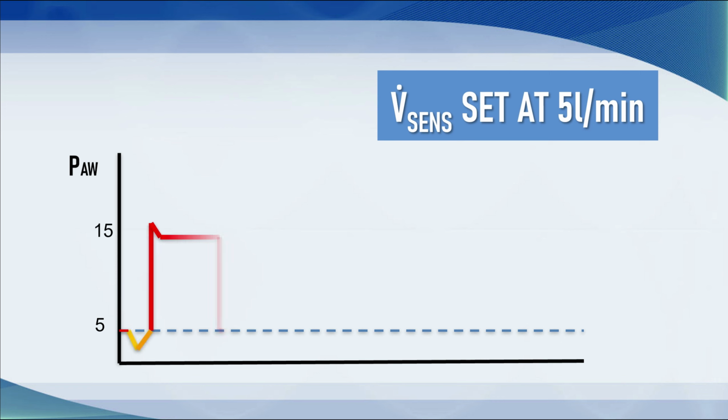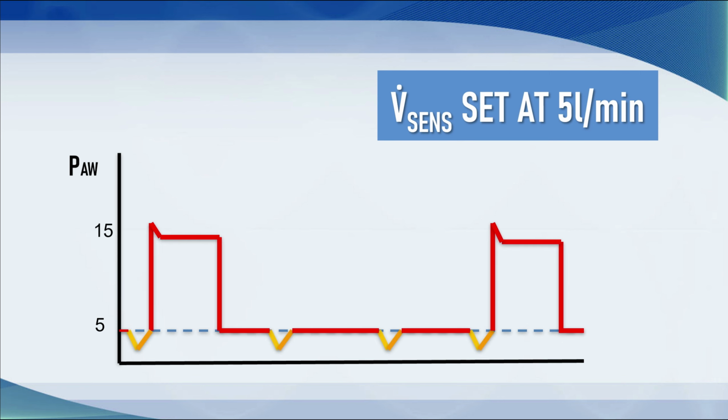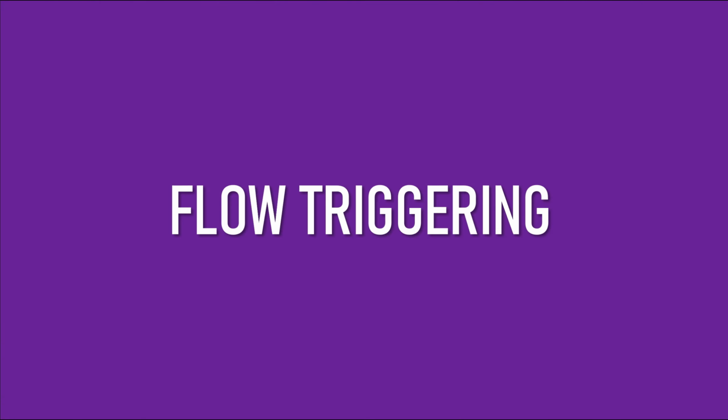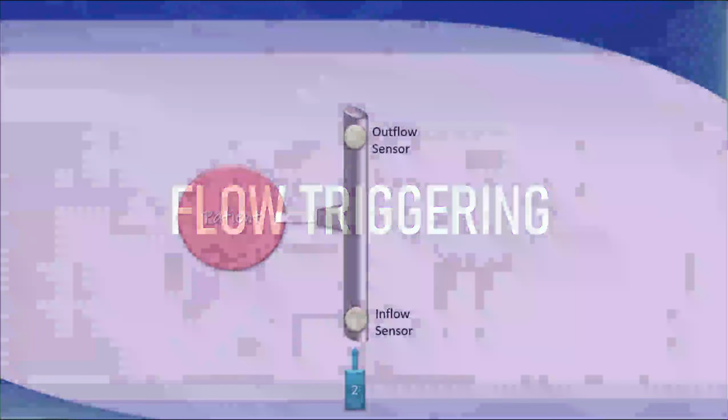This is Eddie's waveform on his pressure waveform. Now it doesn't look right. Eddie is clearly breathing on his own and triggering breaths. But you can see small divots on the pressure waveform that do not result in breaths. He is intermittently failing to trigger the ventilator. He is under-triggering. Let's just revisit flow triggering.